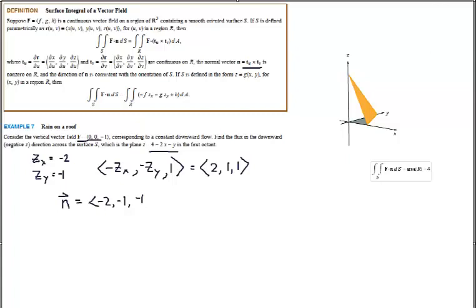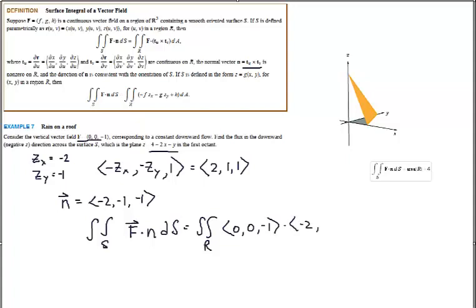So, alright, here's going to be our integral. It's going to be this double integral of F dotted with n dS. We're going to need the dot product of <0, 0, -1> dotted with <-2, -1, -1>, integrated with respect to the area. And this is going to then just be the area of that region.